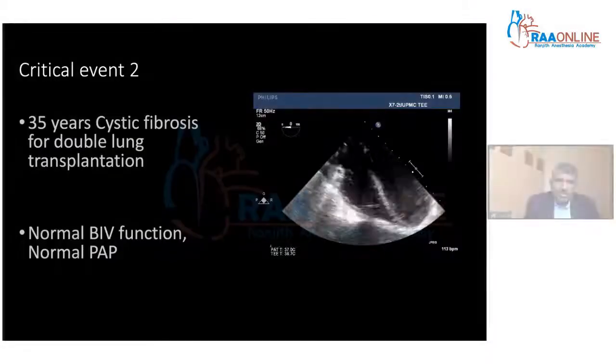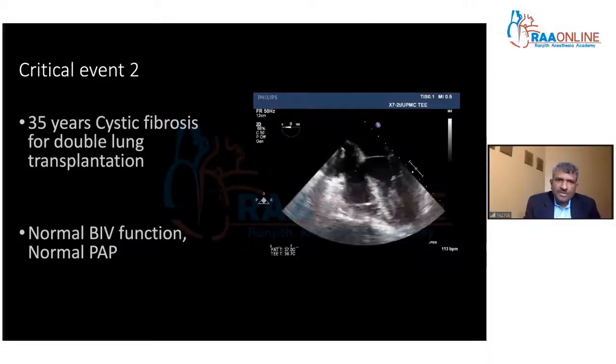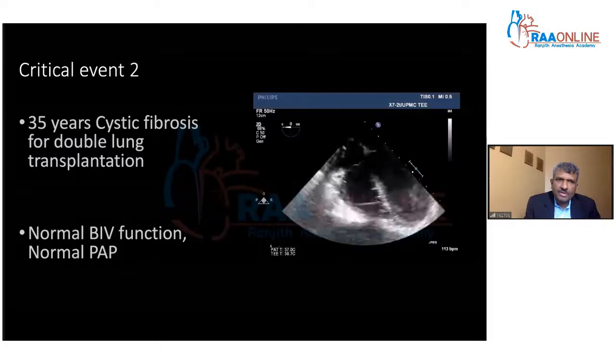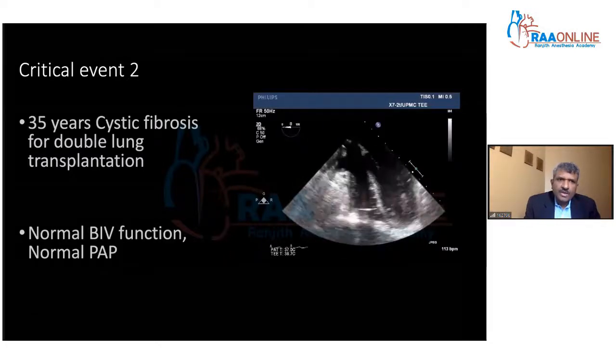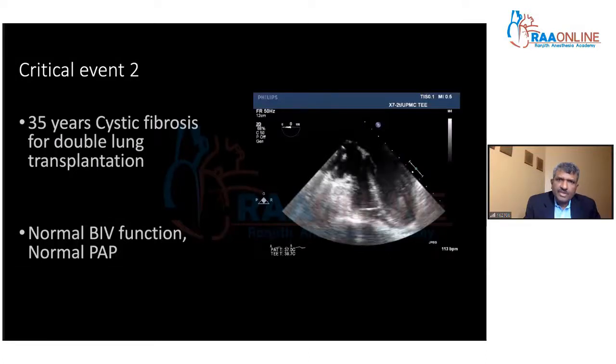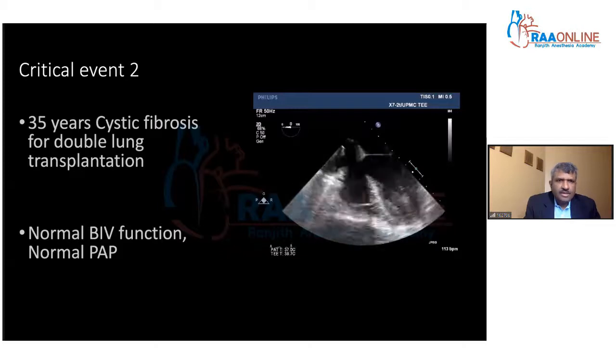Having described the overview of anesthetic management, I will go into some interesting patients, some challenging problems which can happen during double lung transplantation. Apart from RV failure, which I presented before, some other critical events have to be kept in mind.